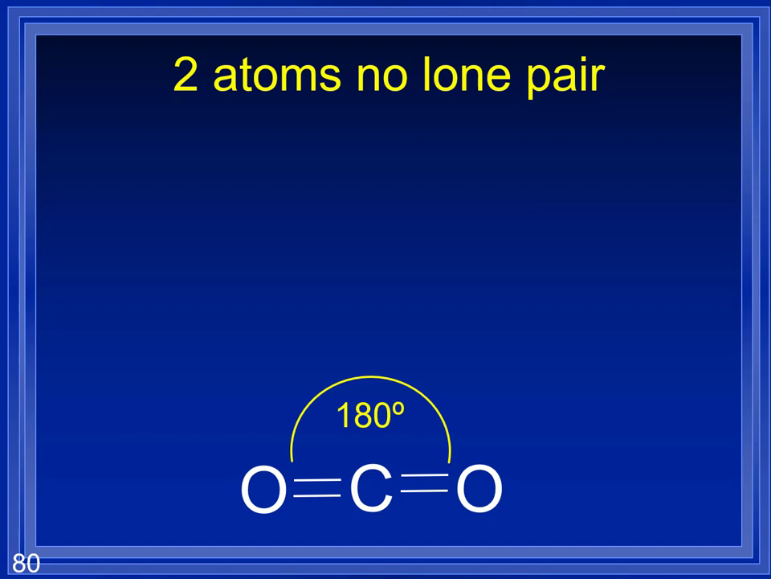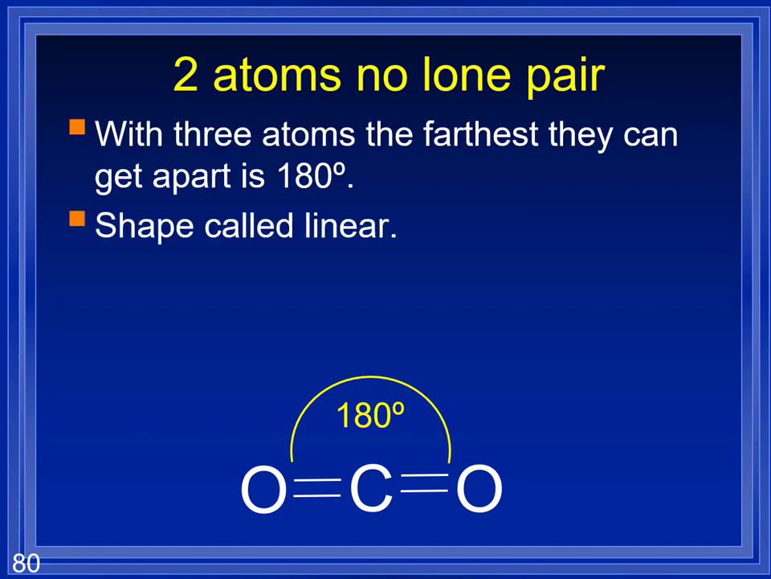Okay, what about 2 atoms and no lone pair? Well, how far apart can you get 2 things from each other? So I keep them next to each other, move them further, further, further. I can keep going further until here. And any direction from here is going to move them closer together, right? So the furthest you can get is 180 degrees. And if it's 180 degrees, this shape is called a line. So the name of this is a linear molecule, because all 3 pieces line up.